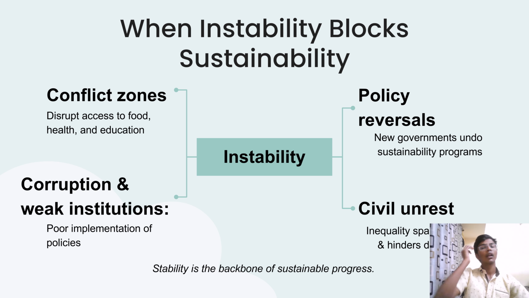See, guys, what is corruption? Corruption is happening all over the world, causing poor implementation of policies. If you bribe a police officer 1,000, he lets you go and doesn't take care of what is there or not there. Policy reversal: a new government undoes sustainability programs. Civil unrest, inequalities, and industry. Stability is the backbone of sustainable progress.